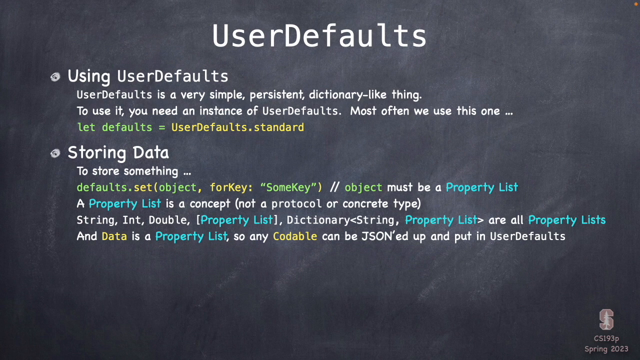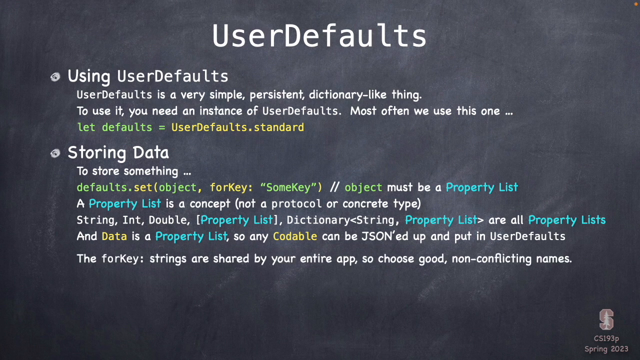That's what property list means. And that's the object there has to be that. And you'll see in the demo, I'm going to try and pass some other kind of object there, and it's going to complain. You'll see the complaint that it makes there. But since data is a property list, well, that means any codable thing can be put in to user defaults because you can just turn it into a JSON first and then throw it in there. So it's pretty flexible, actually. So that's how you put stuff in, just with this one function right here.